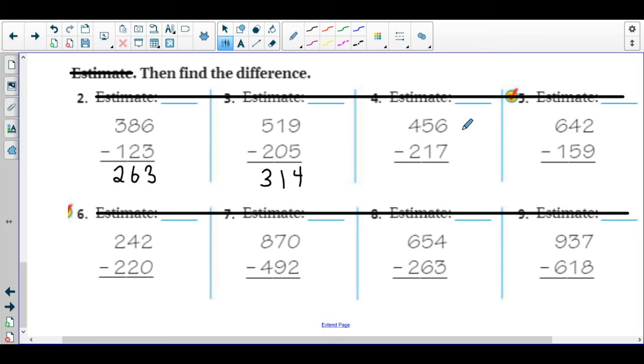456 minus 217. Can I take 7 from 6? No. The number up here, the top number, is smaller than the bottom number. So I need to borrow from my neighbor. So I'm going to borrow 1 and then add 1 so that now we have 16. And that gives me 9. Can I take 1 from 4? Yes, I can. 4 minus 1 is 3. And 4 minus 2 is 2.